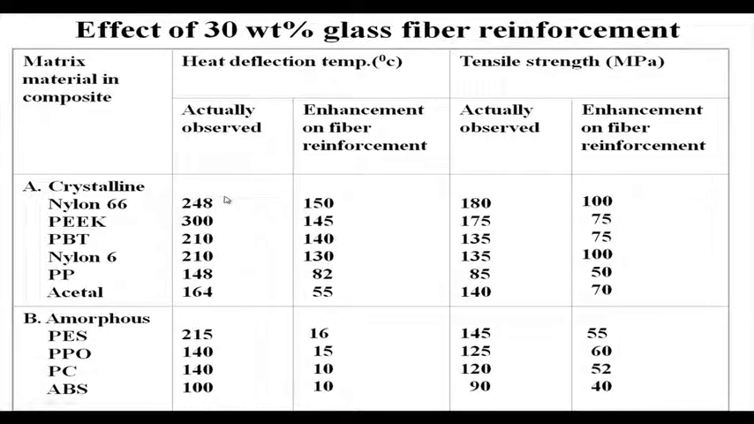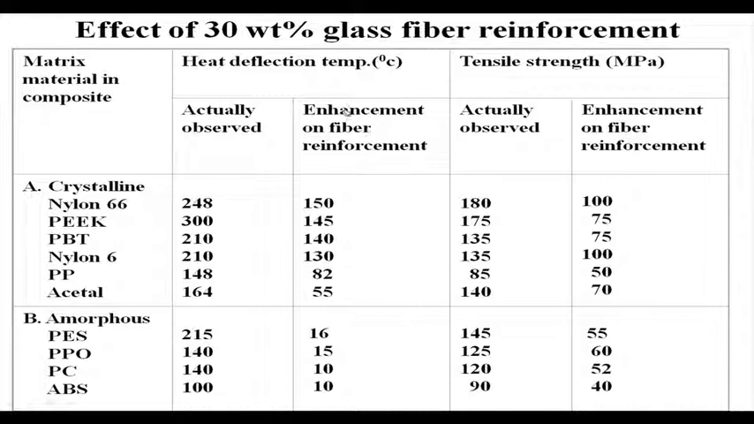Now, let us look into some properties of the composites, the effect of fiber loading on the properties of the composites. Here, two different properties are shown, heat deflection temperature and tensile strength, and the matrix materials in the composites are nylon 6, nylon 66, polyether ether ketone, polybutylene terephthalate, polypropylene, and acetal. These are crystalline matrix polymers, and polymers in the amorphous state are polyether sulfone, polyphenylene oxide, polycarbonate, and acrylonitrile butadiene styrene terpolymer.